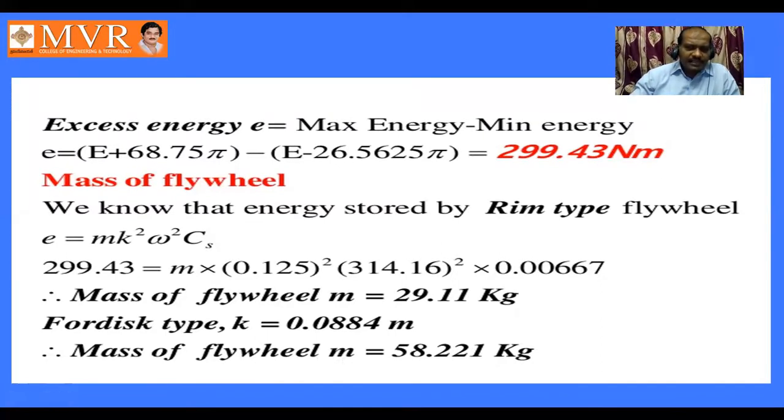for a disc type, you substitute. m has to be found, k is the only changed parameter. In this k you substitute 0.0884. Thereby you are going to get the mass. So the aim of the problem is to calculate the mass of the two flywheels. So the first part is over.